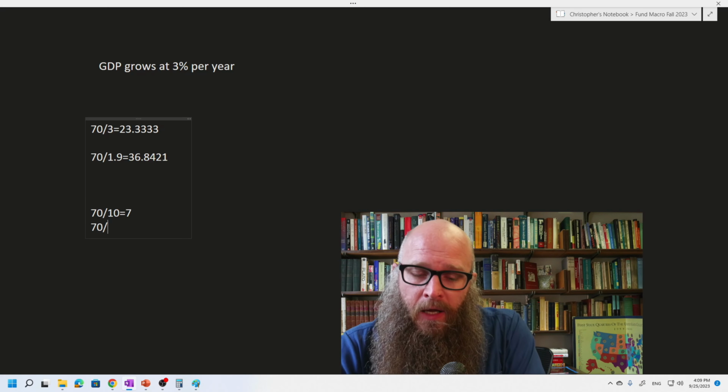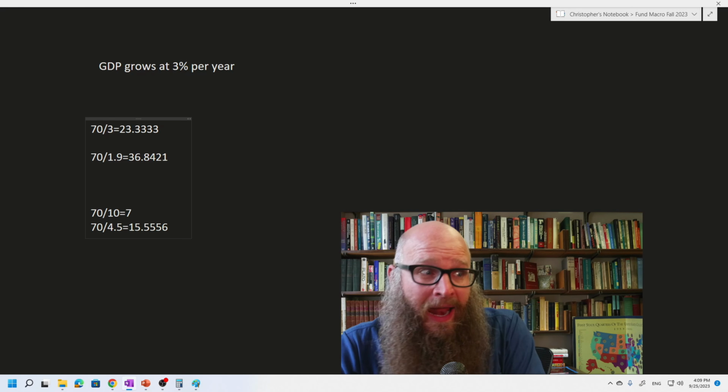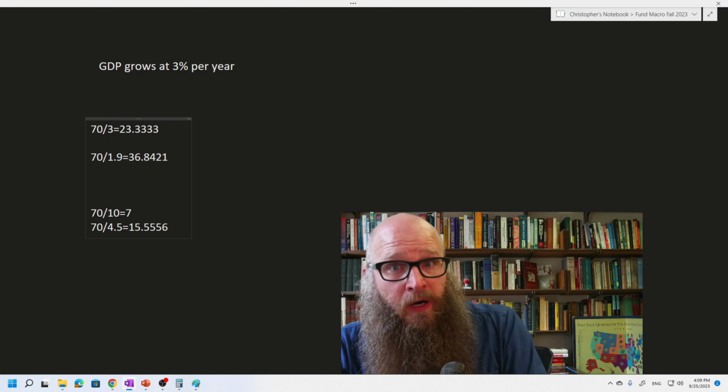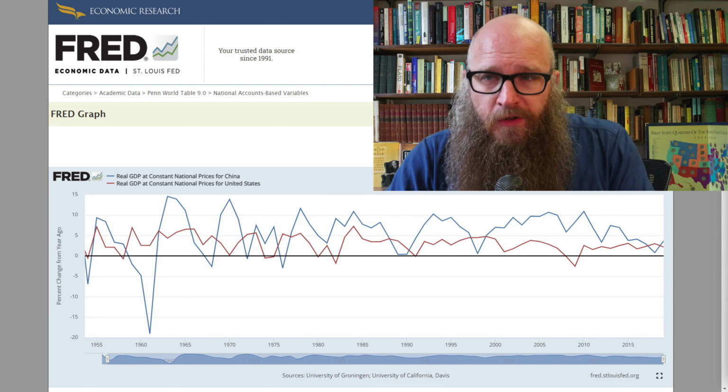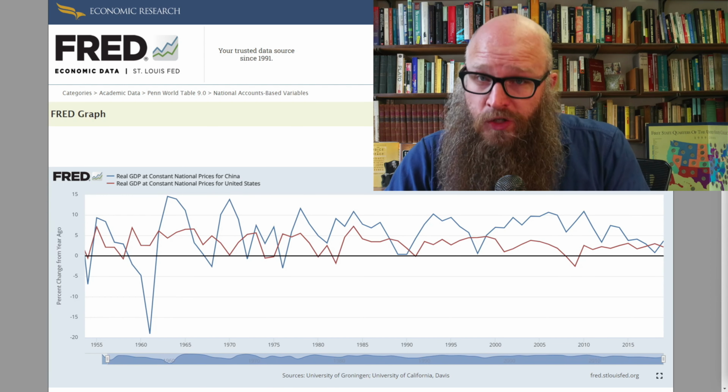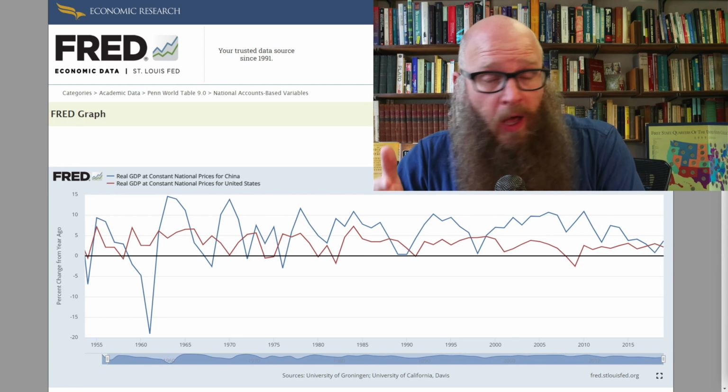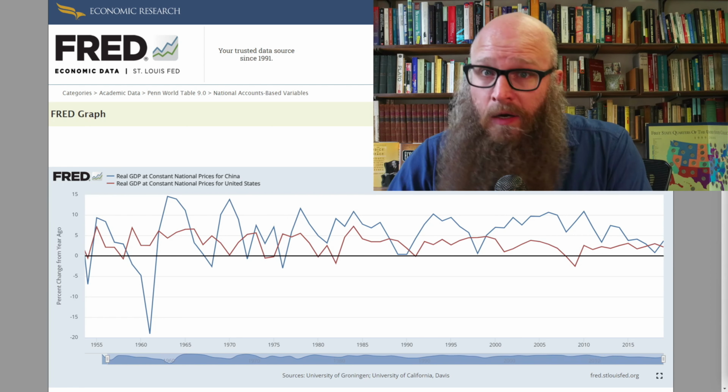Today, they're not doing that. It's closer to maybe 4.5%. And now they're doubling every 15 years. Still very fast. Definitely catching up with the US, but not what it used to be. This graph compares the real annual growth rate of China versus the US, and we can see the blue line representing China is relatively higher than the American line.